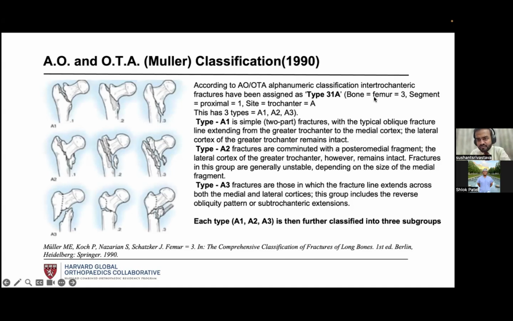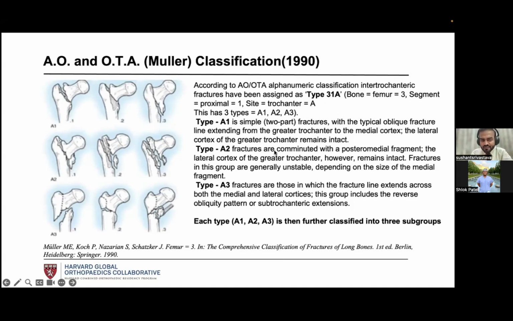The bone, femur, has the number 3. Segment is proximal, hence the number 1. Site is trochanter, which is A. And there are three types, that is A1, A2, A3. Type A1 is a simple two-part fracture, which you can see in the proximal row.